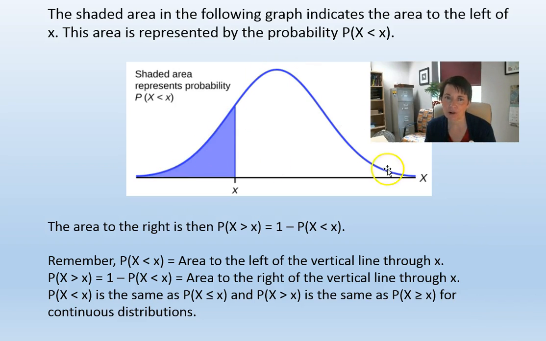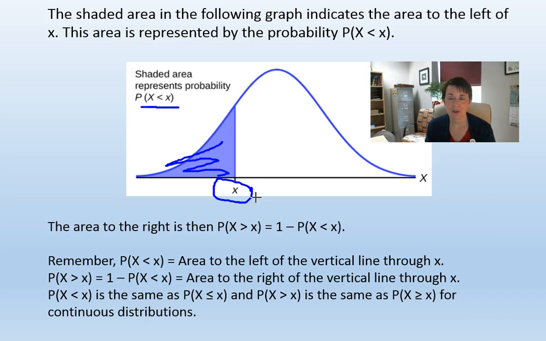This time we just have a curve, but the shaded area represents the probability that the x that I'm talking about is going to be in this part of the curve. That's all this is saying: x is less than x. The x that I'm talking about, what is the probability that it's going to be in this area, less than whatever x I am talking about? That's what that notation means.